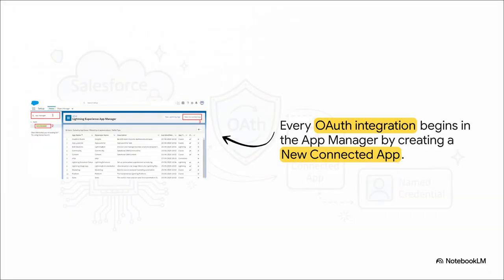And right here, this screen, this is ground zero, the app manager in Salesforce setup. Every single time an external system needs to connect to your org using OAuth, this is your absolute, must-do, non-negotiable first step. When you create a new connected app, you're basically generating that client ID and secret and defining the whole rulebook for that integration.